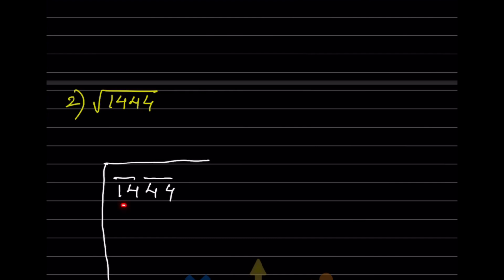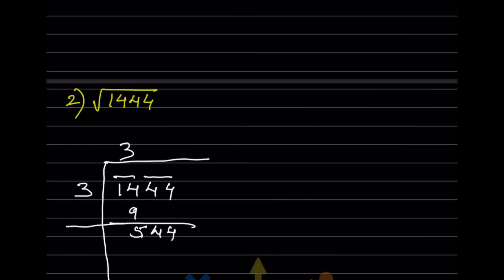Now let us concentrate on this 14. You know 3 square is 9 and 4 square is 16. We cannot take 16, but we have to take 9. So we'll write here 3 times 3 is 9. When you subtract it, you get 5. Now here you have to take both these numbers down. Because this is in a pair, you are going to take 44. Now look at here, this 3 plus 3.